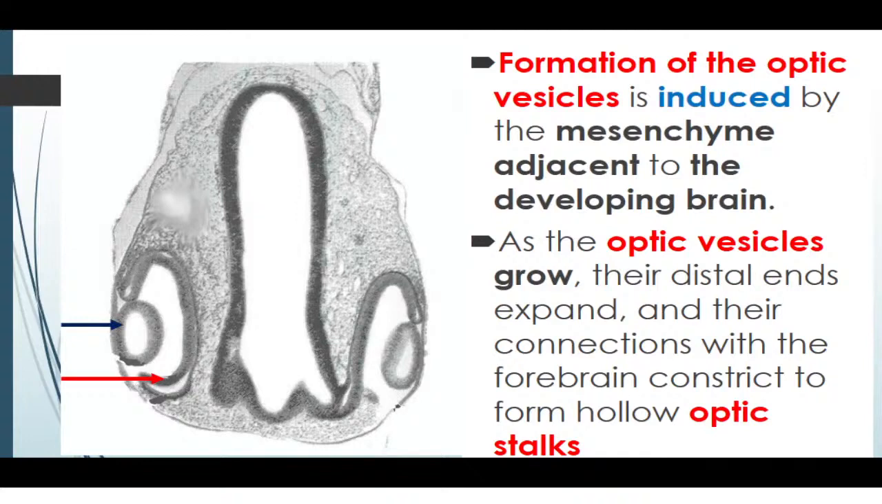And about the eye, as the optic vesicle grows, its distal ends expand and its connection with the forebrain constricts to form the optic stalk. Look at this one, the optic stalk is very well visible. This is the optic stalk on the left, and on the right it is not very well seen because it is not sectioned in this embryo. It doesn't mean it is absent, but it means this object is not well seen.